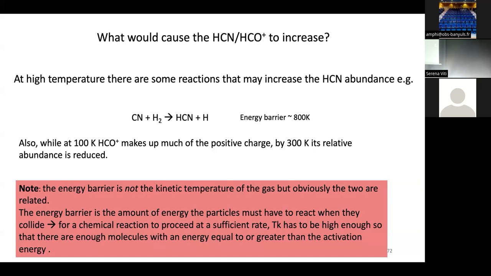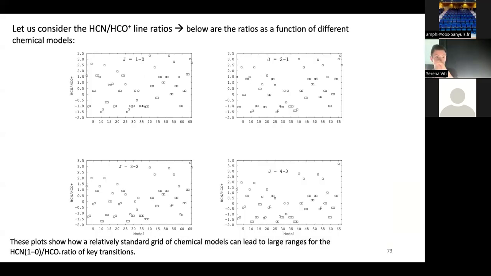So this diagnostic is based on one reaction that can be enhanced at high temperature, but I hope that this already tells you why it cannot be such a unique ratio. You can reach high temperature in many different environments, not just where you have cosmic rays and X-rays. And so unless you exclude other environments, you cannot correlate directly the enhancement of HCN with the presence of an AGN, okay?